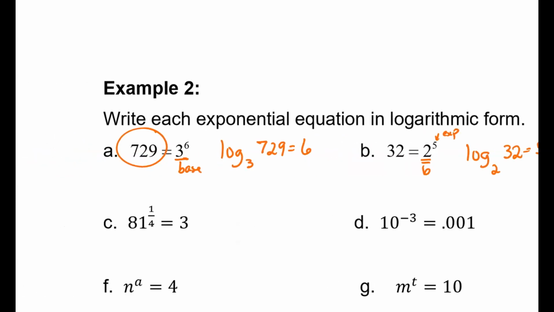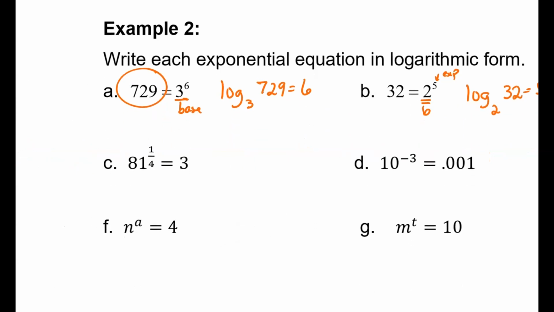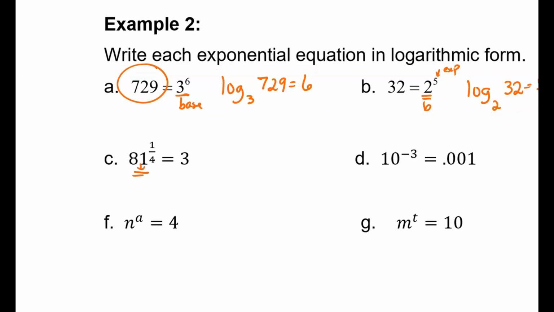All right, let's keep doing these real quick. 81 to the 1/4 is equal to 3. What's our base? Our base is 81. So log base 81 of 3 equals 1/4. Boy, I totally second-guessed myself on that one. I should have known better. So sorry, friends. All right, let's look at the next one.